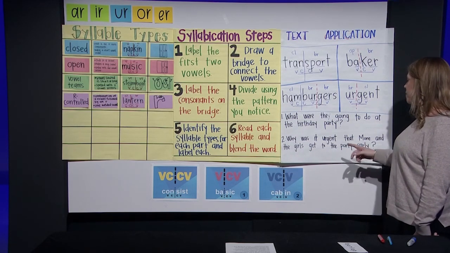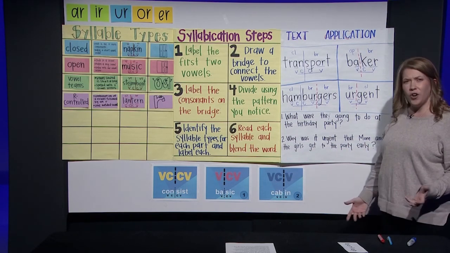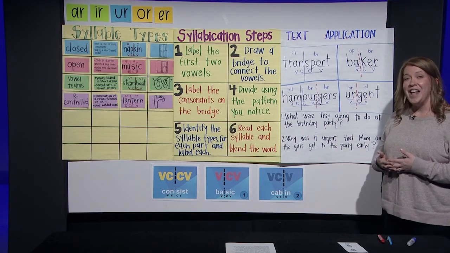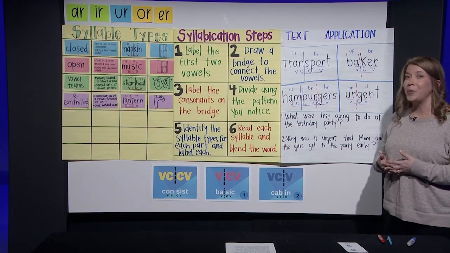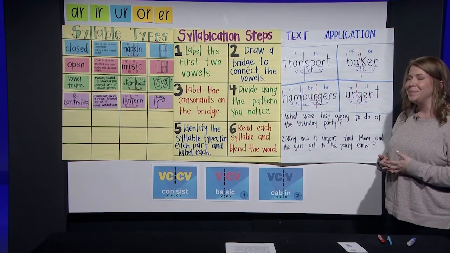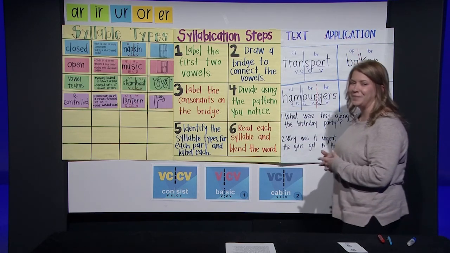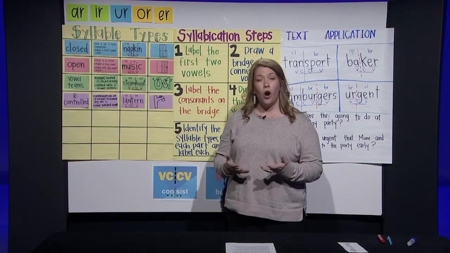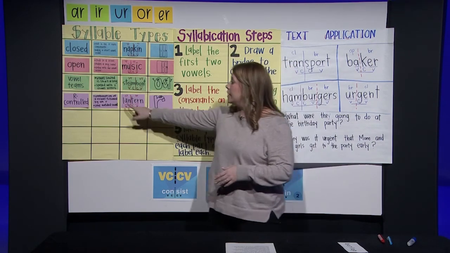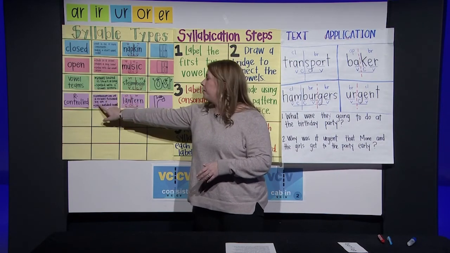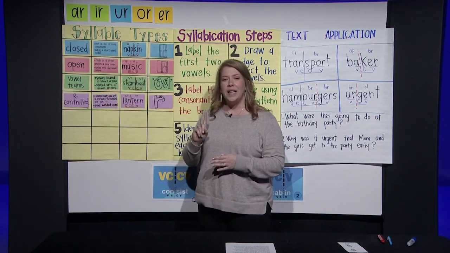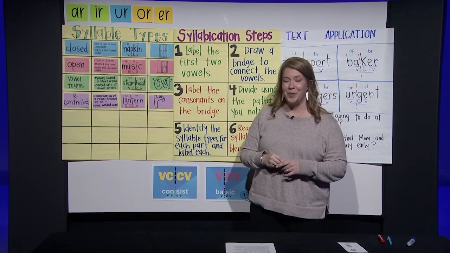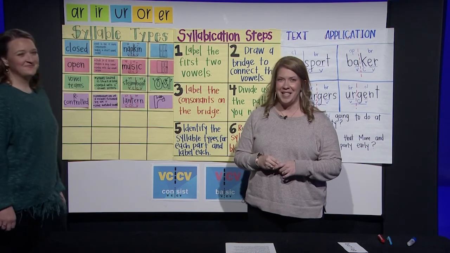Why was it urgent that Mom and the girls went to the party early? What did they need to do? That's right. They needed to set things up and get ready for all of her friends. I really enjoyed that story. That was great reading. Let's review one last time what an R-controlled syllable is. It's a combination of a vowel followed by an R and makes one welded sound. I can't wait to learn about more syllable types like silent E next time.